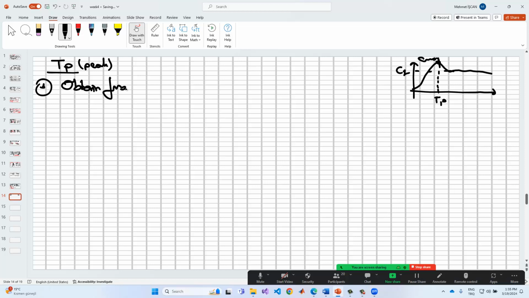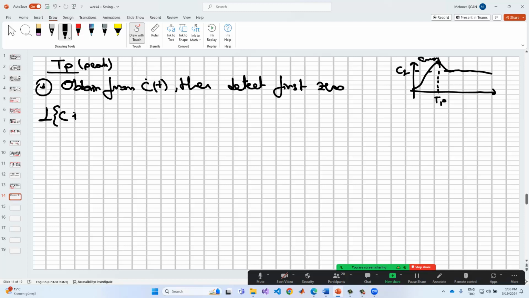Obtaining the T peak from C dot of t: because it's the peak value, we just use the derivative term to define this parameter. We need to look at the first zero value because it's the peak value. Just remember the theory of the dot operator. If we take a derivative of C(t), we reach the first zero, which finds the maximum value.